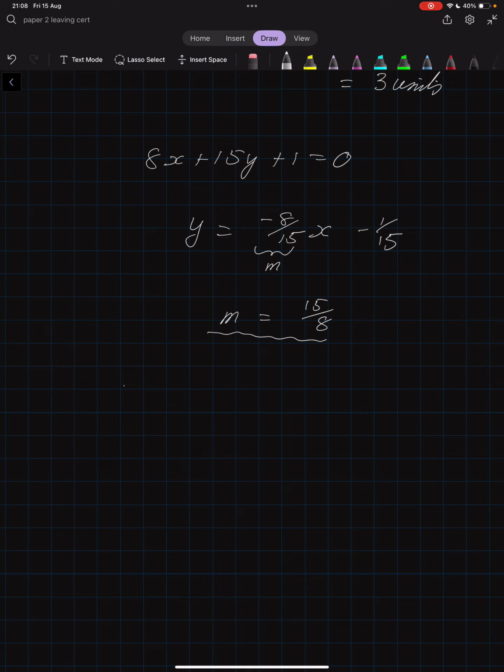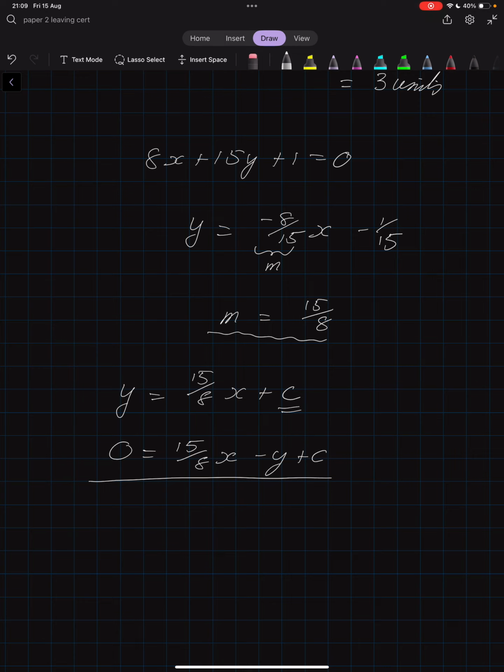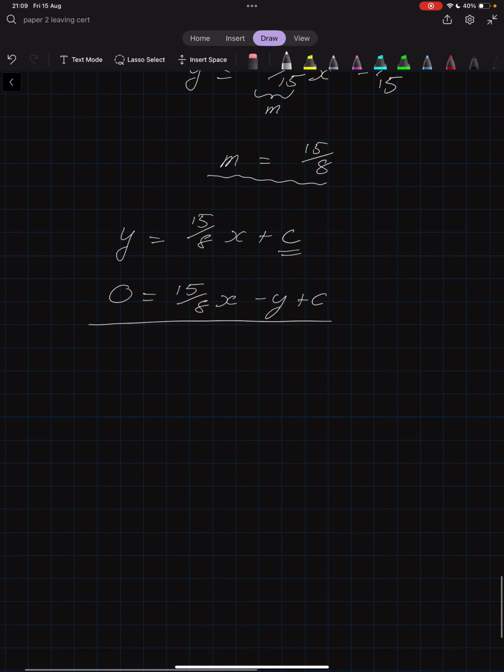So therefore, y is going to be 15 over 8x plus some c. The c I don't know, I don't really care. So it's going to be 0 equals 15 over 8x minus y plus c. So the lines are going to be of this form, okay? And it says that they are a distance of 5 units from 1, 1. So d in this case equals 5, and it's from the point 1, 1. So remember, you do the magnitude, you plug in 1 and 1 into these.